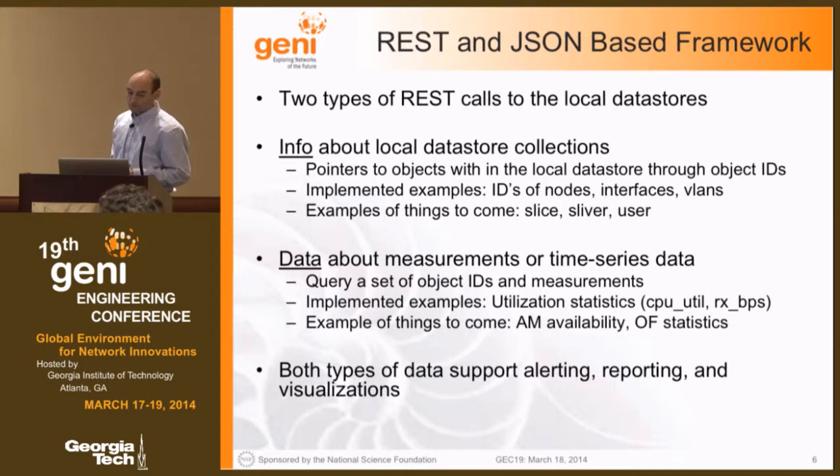The first type of REST query is an information-based query, and this type of query just exposes the type of information that you will find at this local data store or at this aggregate. So this will be things like node IDs, interface IDs, VLANs. Basically, it's pointers to object information at the local data store. The way the collector will go about collecting this information is that it basically web crawls the local data store. I'll show you in a minute exactly how that looks.